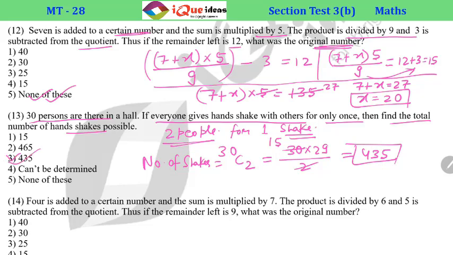Now the next one. It says 4 is added to a certain number and then the sum is multiplied by 7. So suppose that the certain number is x. So it is (4 plus x) multiplied by 7.